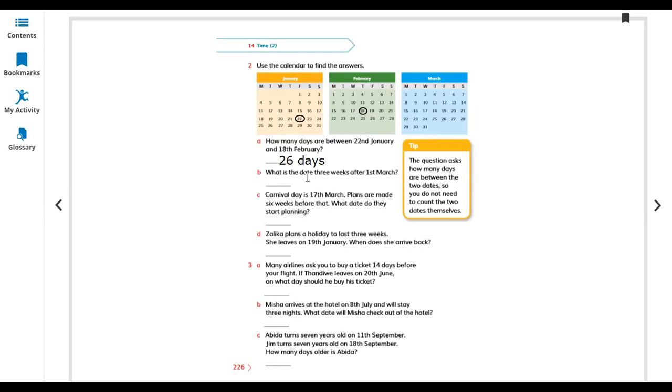What is the date? Just a minute, erase it. What is the date 3 weeks after 1st March? This is 1st March. So after this 3 weeks, 1, 2, 3. This is the third week. So after 3 weeks, the third week, we have the date here, 22nd. 22nd March.